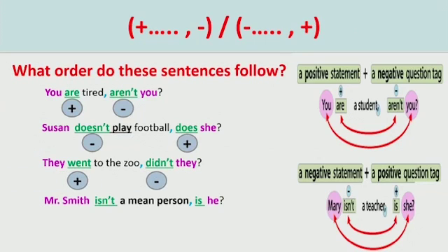And the last one, Mr. Smith isn't a mean person, is he? So we have negative, positive. I think it's clear, this one. Okay? And this is something you must keep in mind. Next. So, let's see these sentences.